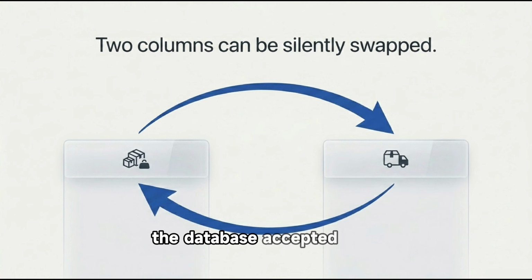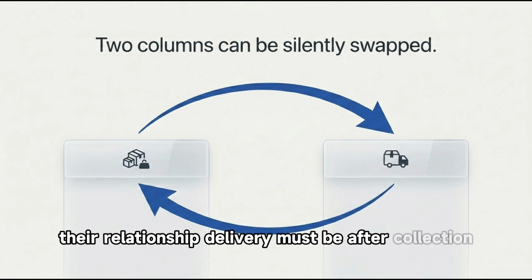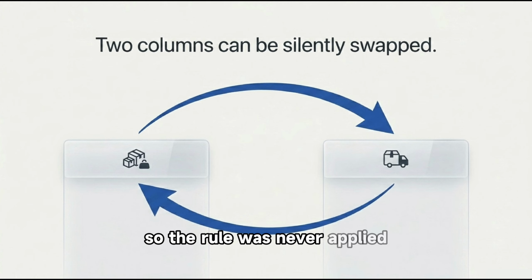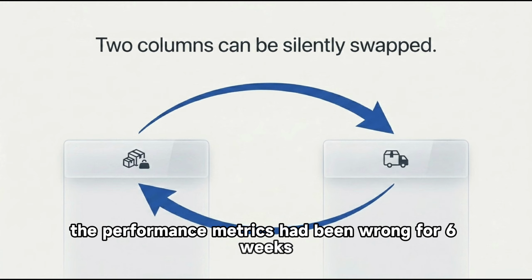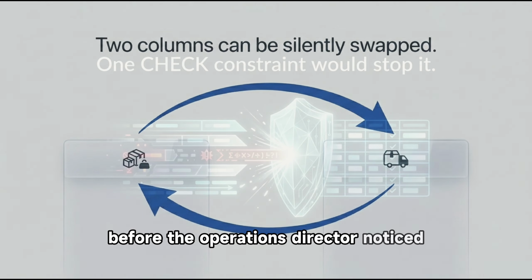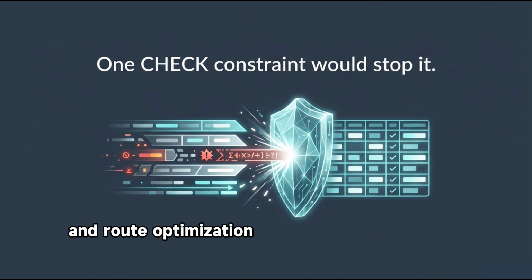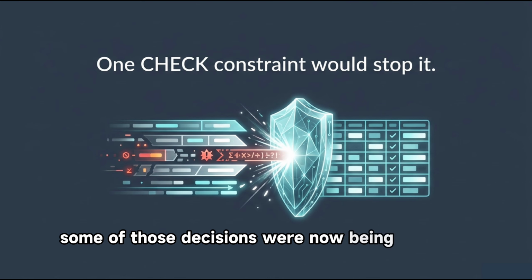The database accepted both. Neither value was an invalid date. Their relationship, delivery must be after collection, was never defined as a rule, so the rule was never applied. And 4,000 impossible records entered the system without a single rejection. The performance metrics had been wrong for 6 weeks before the operations director noticed. Decisions about carrier selection and route optimization had been made on those metrics. Some of those decisions were now being reversed.